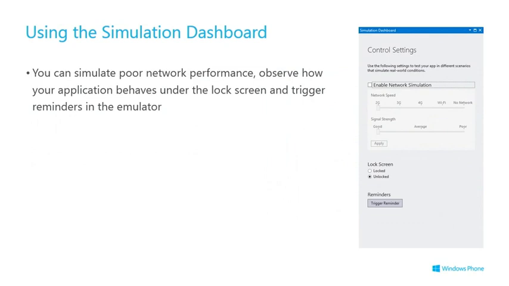This is the UI for simulating the poor network performance. You have to check that checkbox and then restart the app, and then it will take it. So you can't change it dynamically. You have to run it under those network simulation conditions. That's really useful as well.